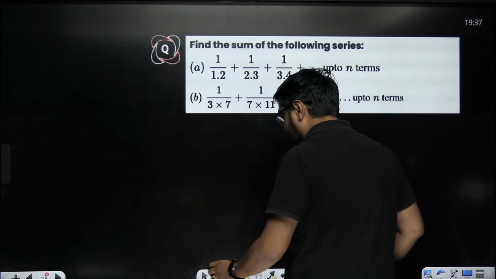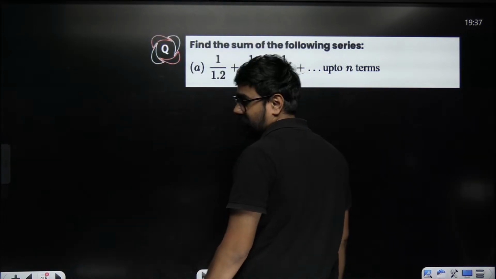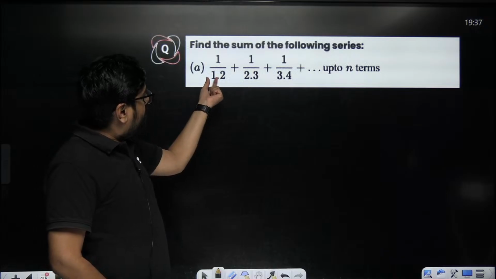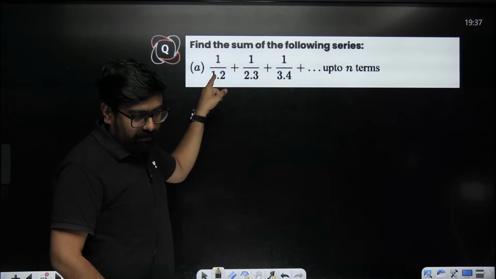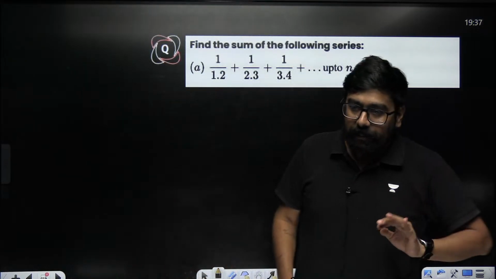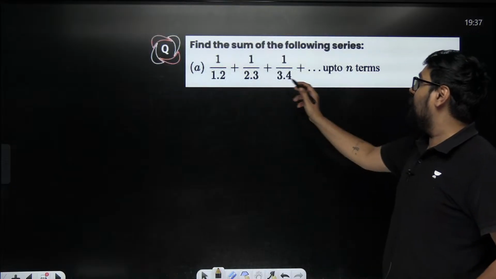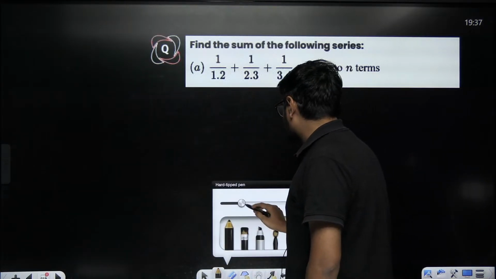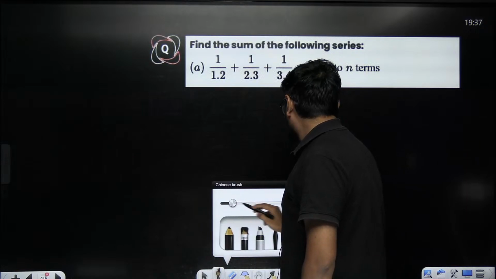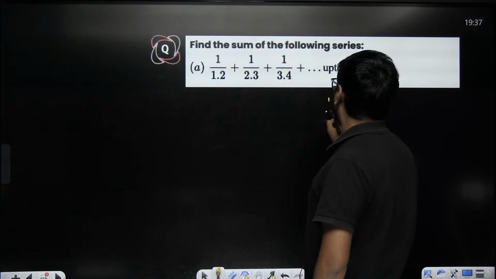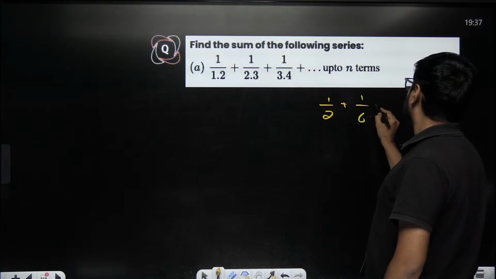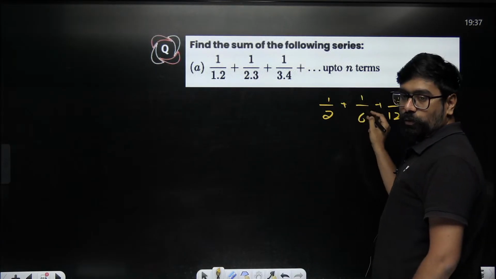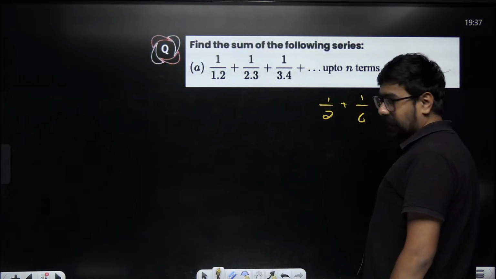For example, look at the series over here. This is not 1.2 for your information, this is 1 multiplied with 2, 1 into 2 and 2 into 3. This kind of series is 1 by 2 plus 1 by 6 plus 1 by 12, right? So 1 into 2, then 2 into 3, then 3 into 4.